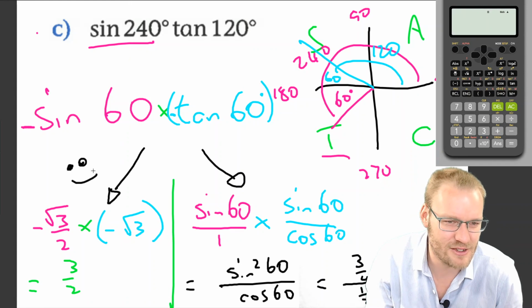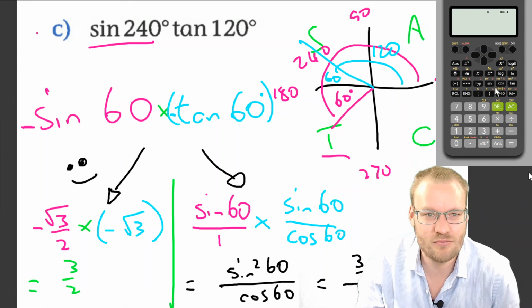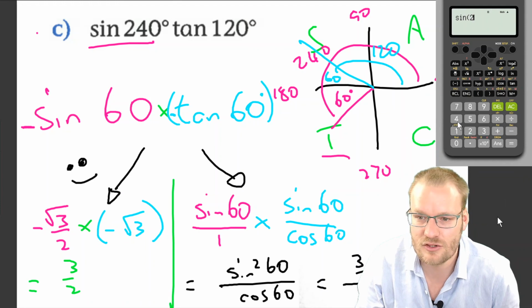This option seems better. I'm going to put a smiley to go. Let's go for this option. And let's finish off. Let's check it. Sine 240, close bracket, times tan 120, close bracket, equals 3 over 2.